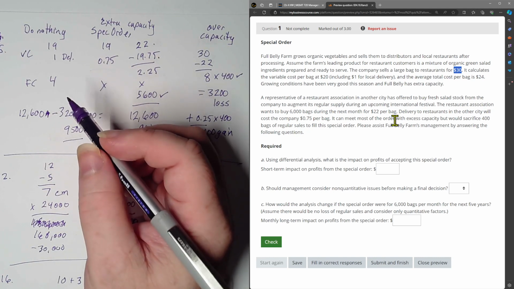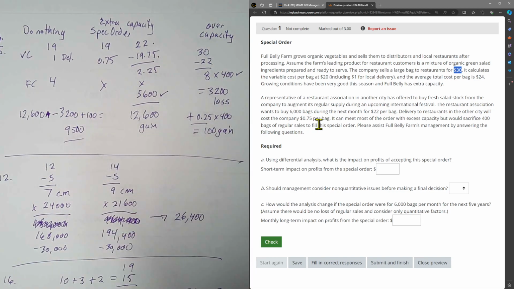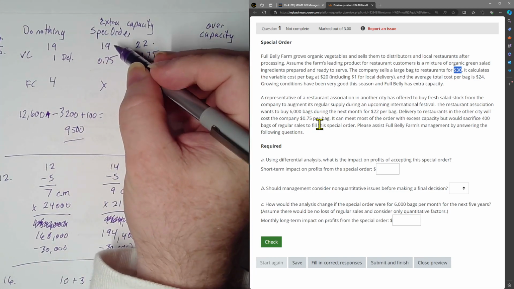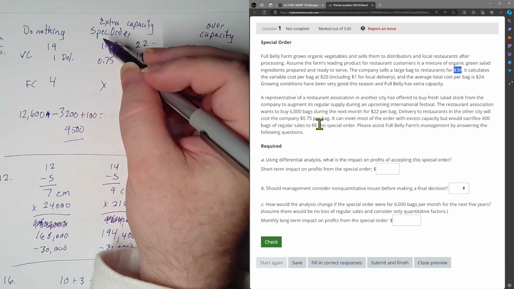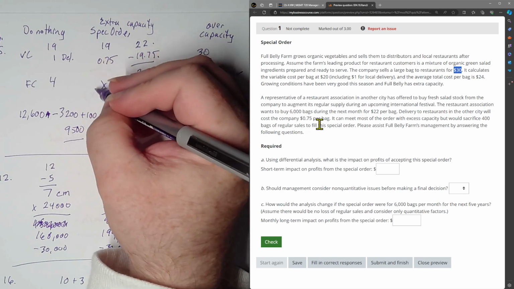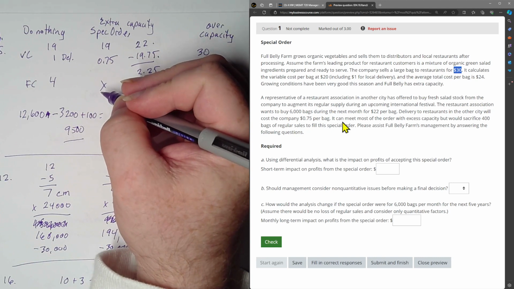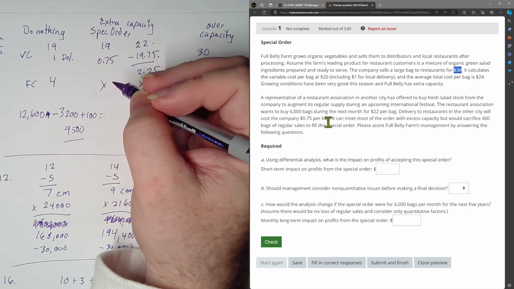Now, delivery to the restaurants in the other city will cost the company 75 cents per bag. So I'm pointing out that there is a little difference in the variable cost. It's $19 plus $1 for delivery, or $19 plus 75 cents for delivery. And of course, fixed costs are irrelevant because those are covered by our initial production. The fixed costs are covered by the local deliveries.